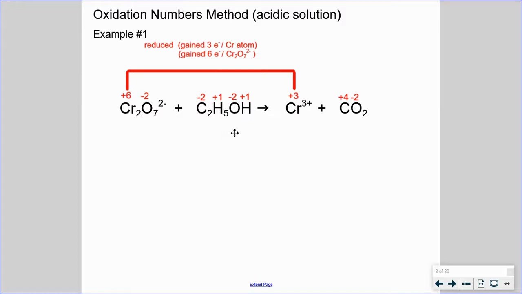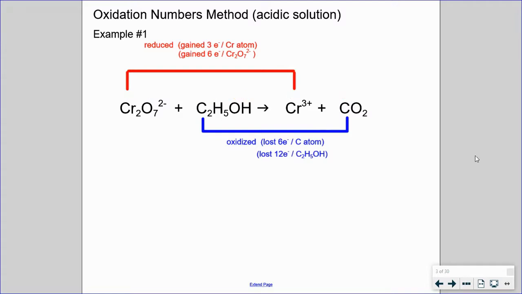Where is the oxidation happening? Is it oxygen? No. The oxidation number for oxygen hardly ever changes. Will it be hydrogen? Probably not. There are no hydrogens on the right side as of yet, so it must be carbon. Carbon goes from a negative 2 to a positive 4. That's an increase of 6. So therefore it lost electrons. There are 2 carbons in this molecule, so it actually lost 12 electrons.